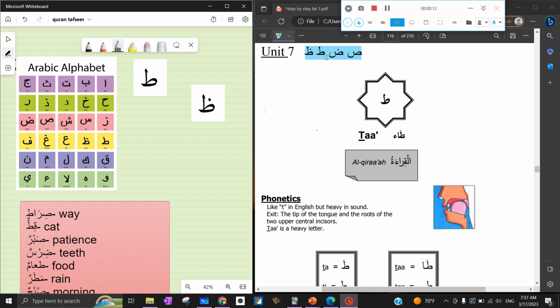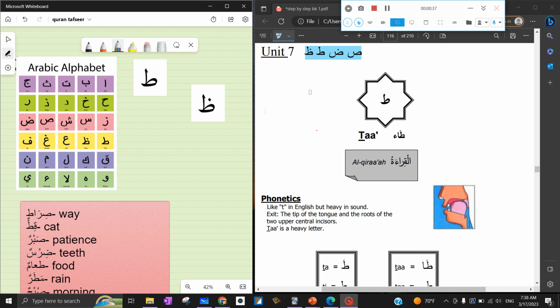Unit 7 has the letters sa, ta, ta, and the. With the completion of this unit, we will be completing 12 letters, and in this unit all 4 letters are heavy. These are the heaviest letters in the Arabic language. They don't change. They are always heavy with all the harakas.